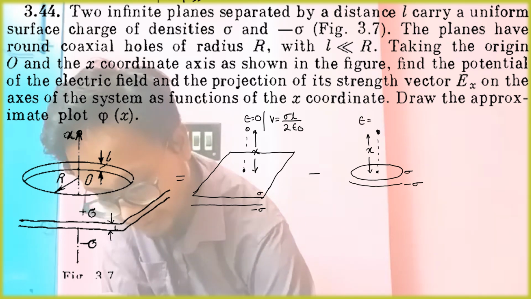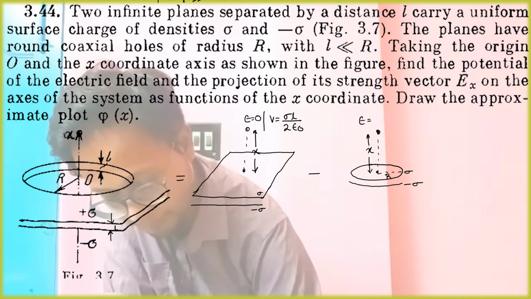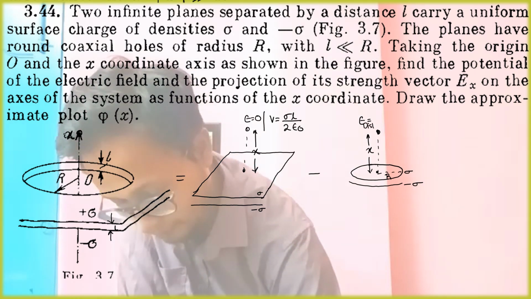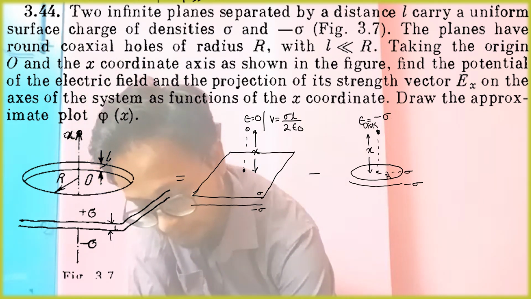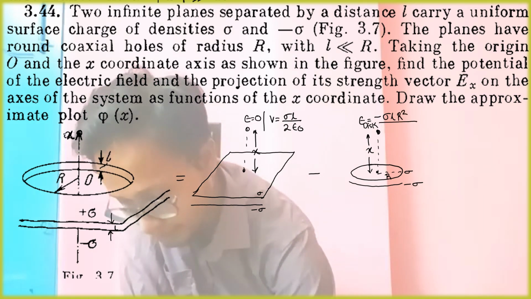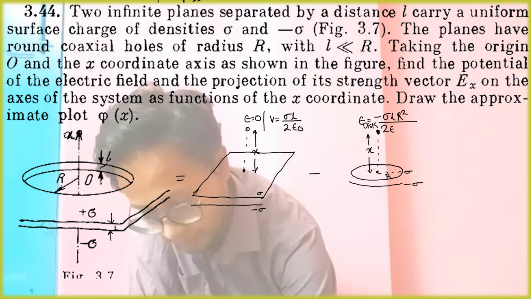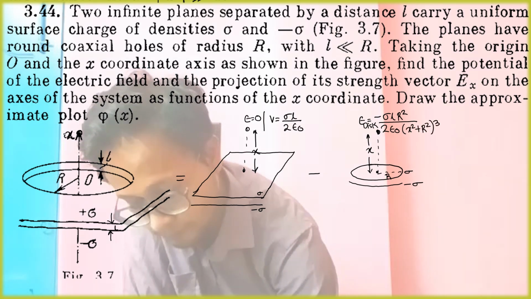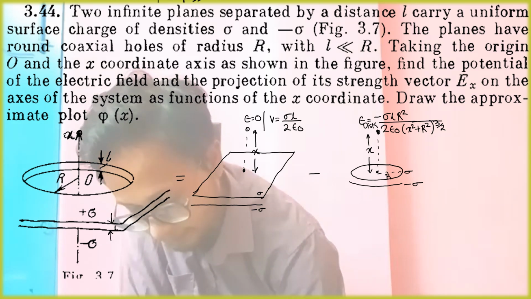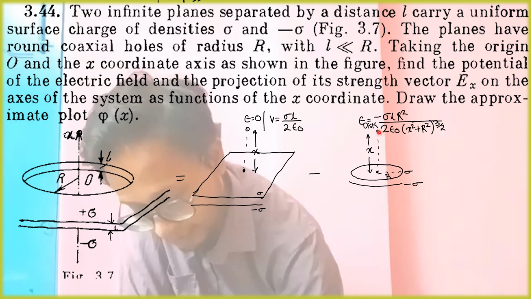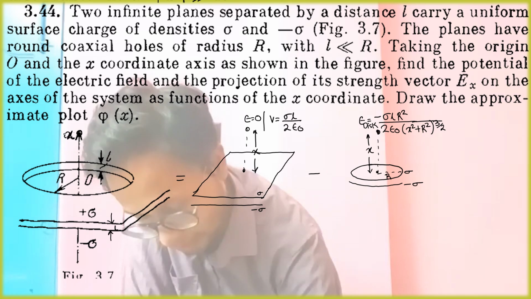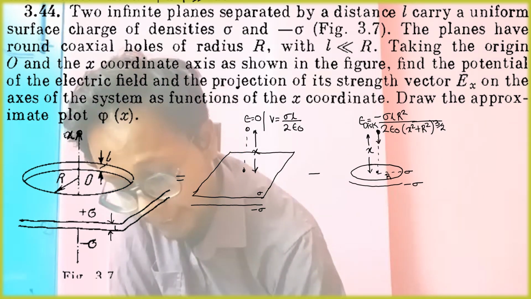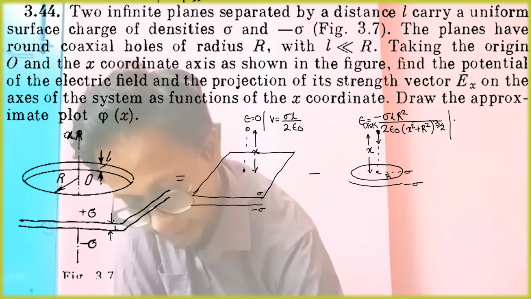The electric field due to a disk of radius r is given by E disk is equal to minus sigma L r square by 2 epsilon naught into x square plus r square to the power 3 by 2, isn't it? That is the electric field at this point, and the electric field is in this direction, along the x. Fair and fine.